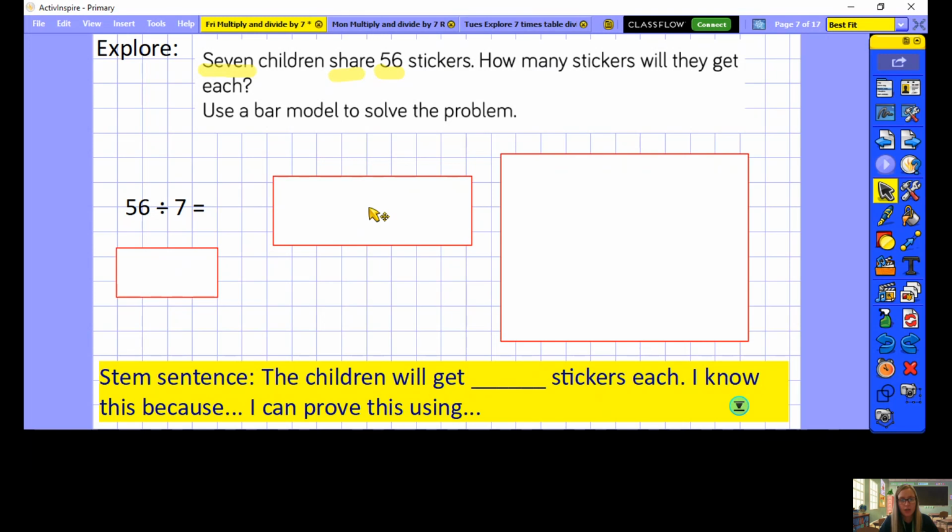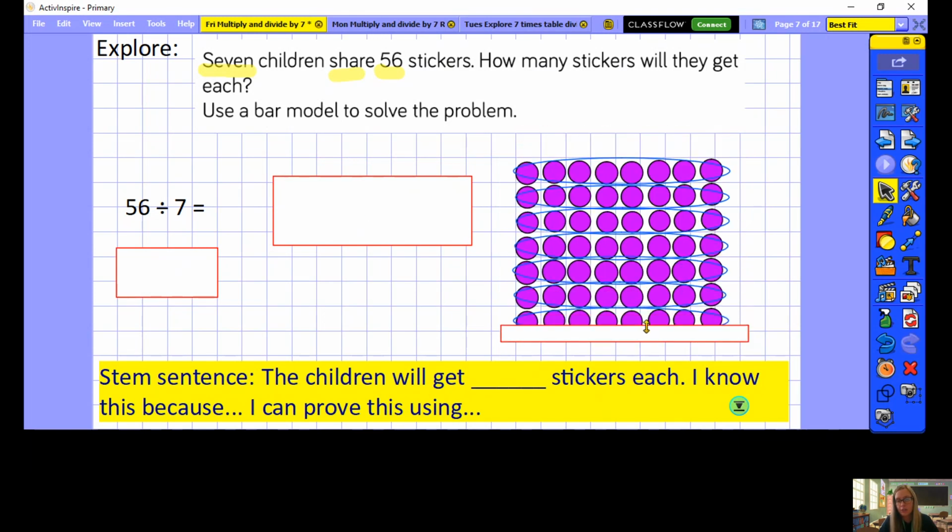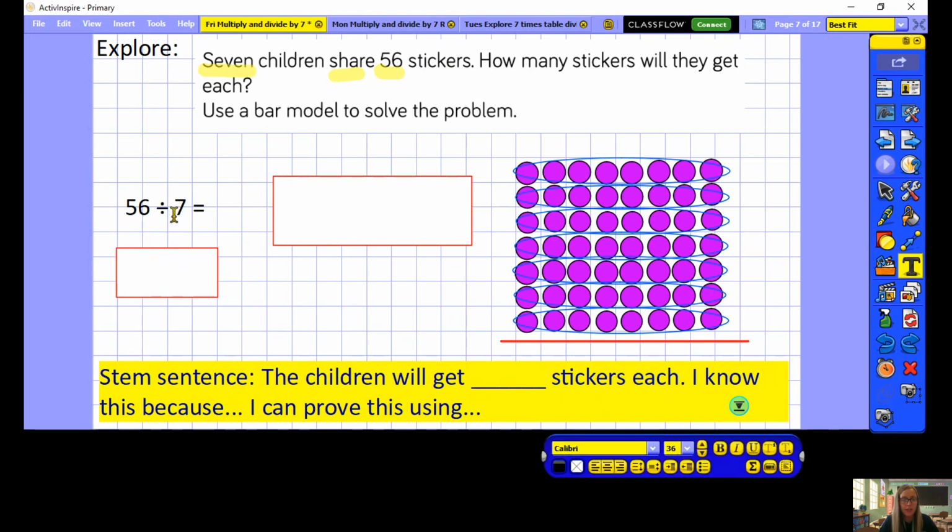So I'm going to show you how I might solve this. So 56 shared into 7 different groups. So here I've got my 7 rows here, 1, 2, 3, 4, 5, 6, 7. And when I share 56 into 7 rows, I end up with 1, 2, 3, 4, 5, 6, 7, 8 in each row. So 56 divided by 7 equals 8.